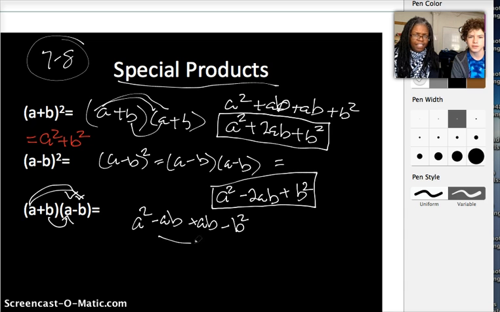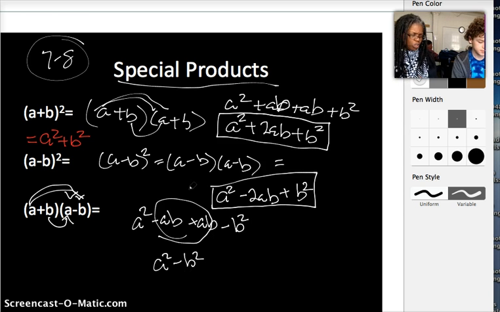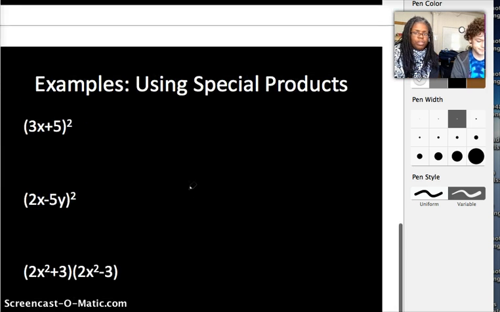Very good. And these cancel out, and we're left with A squared minus B squared. These are special products that we're going to use a lot in algebra, and it's really helpful to know, and it gets you through problems quickly. The example that we have is going to be pretty straightforward. I'm going to give you a moment to copy that.